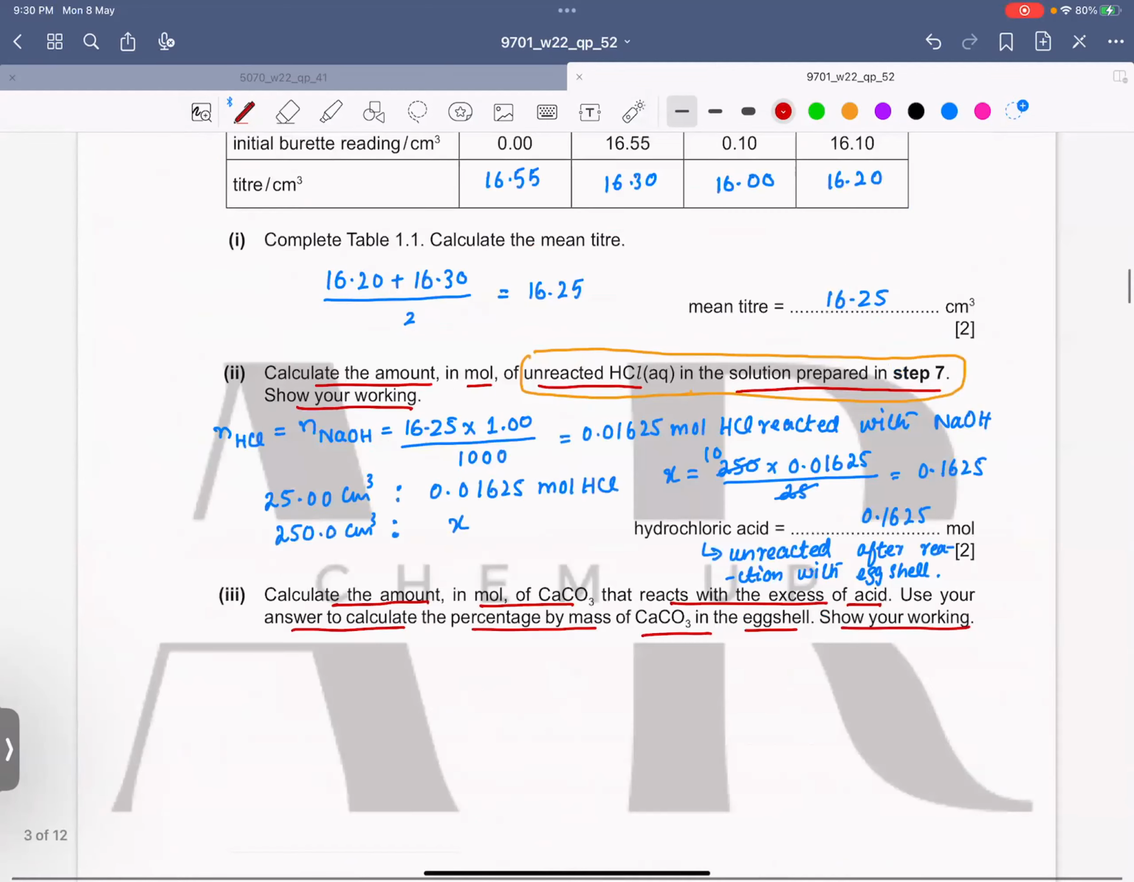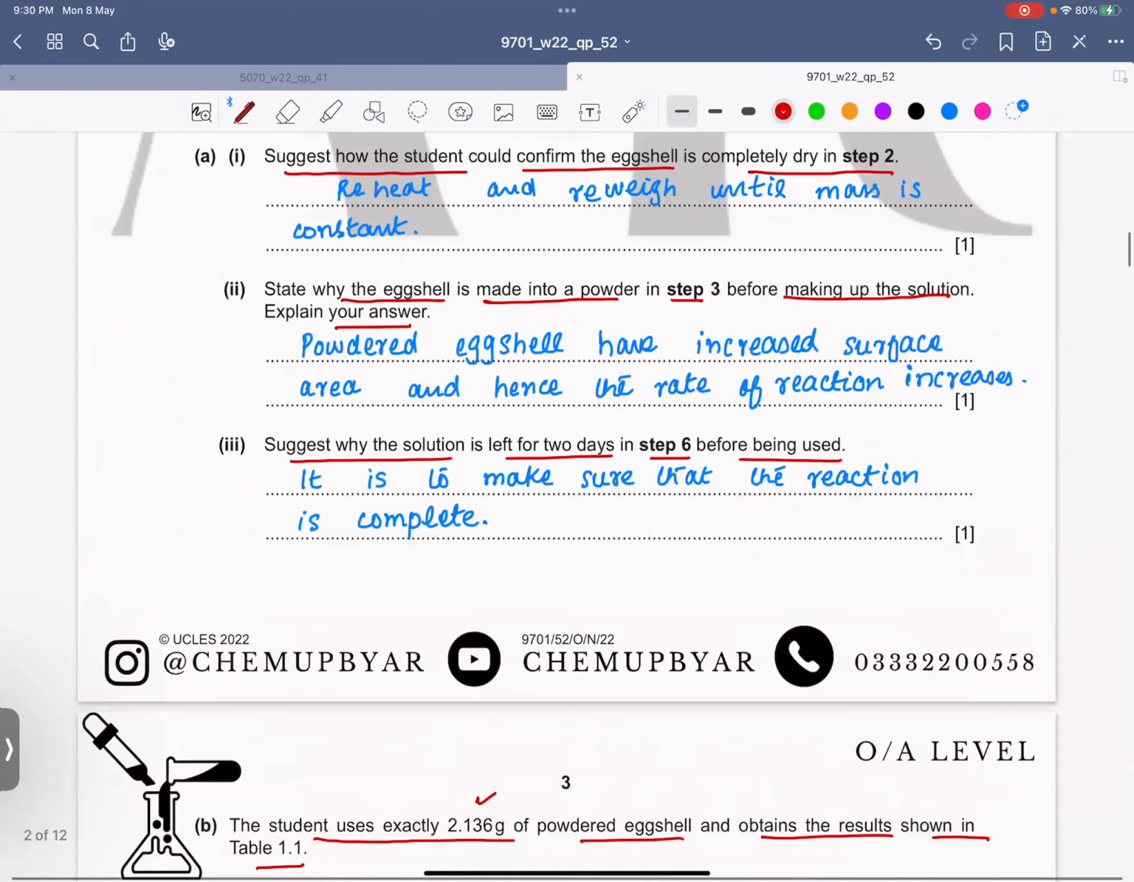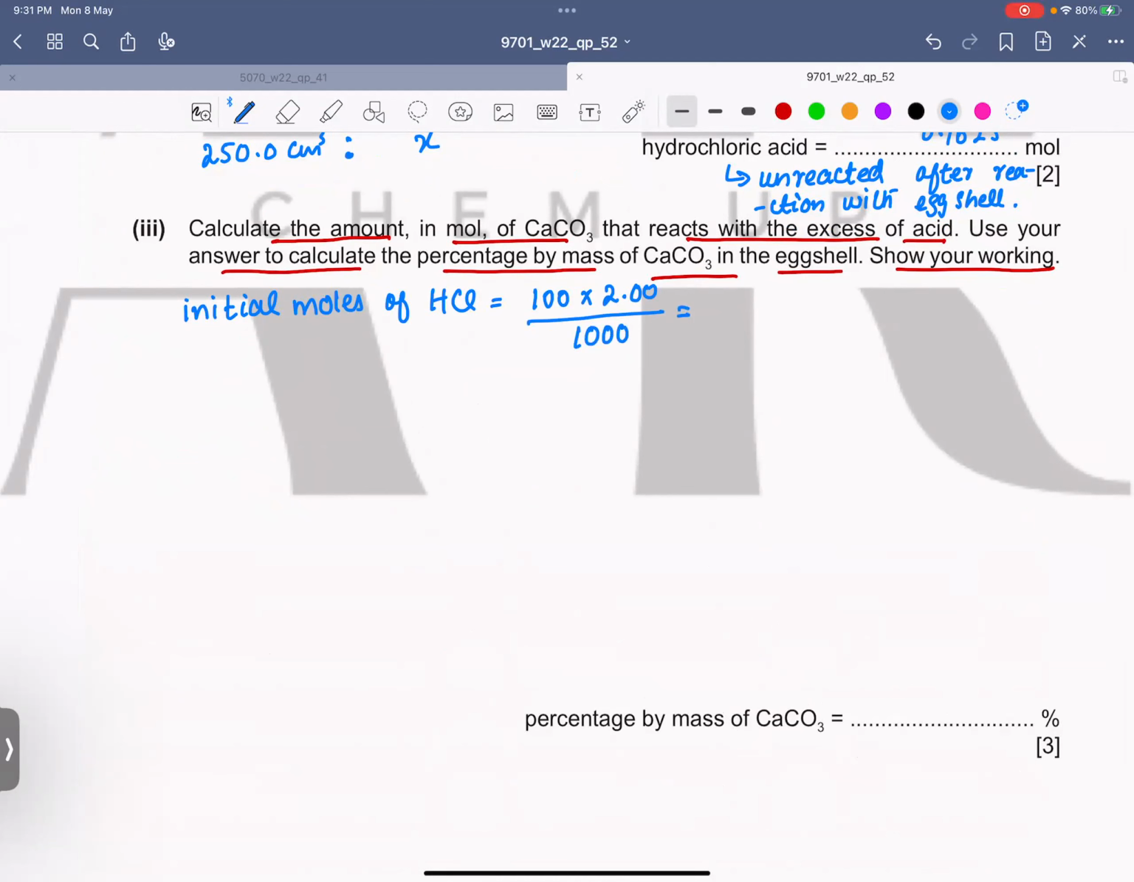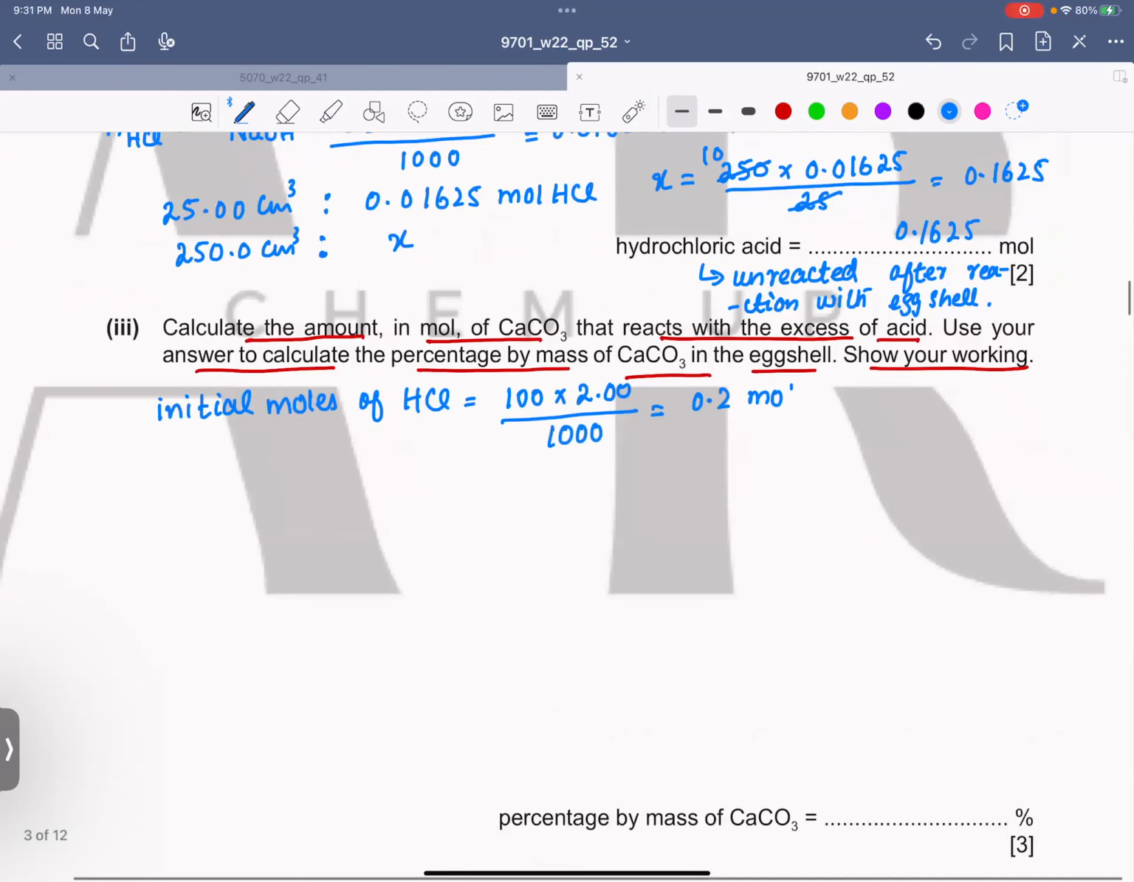So it's 100 centimeter cube and 2 mole per dm cube concentration. So the initial moles of hydrochloric acid is equal to its volume times its concentration divided by 1000 to convert the volume into decimeter cube. So what value would you get over here? 0.2 moles, right? Yes, sir. So these are the total moles of hydrochloric acid initially.